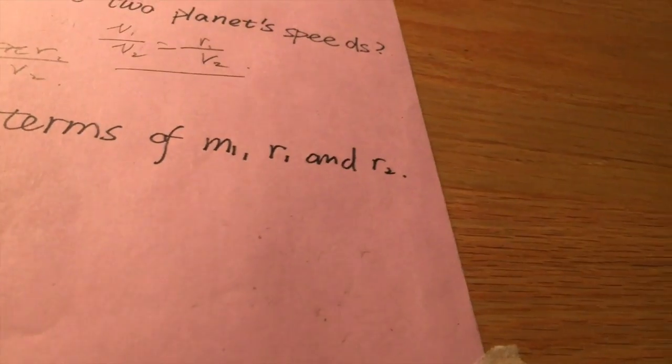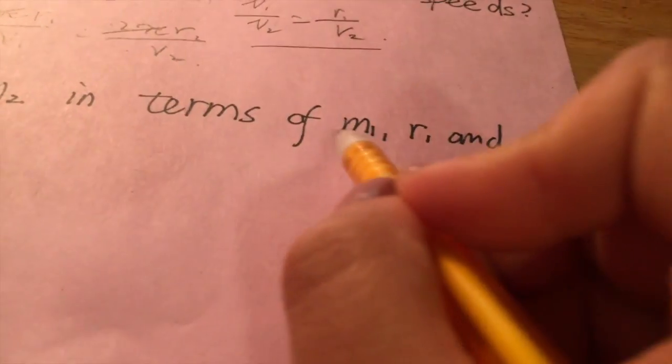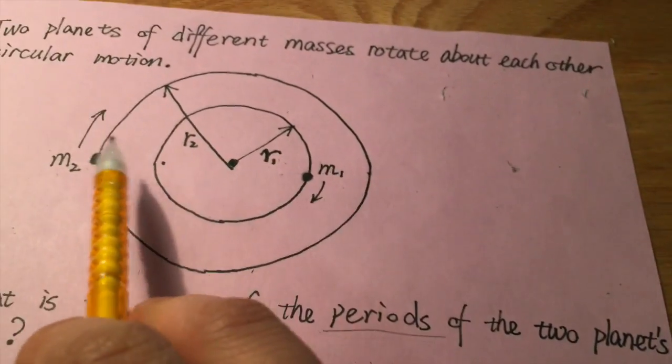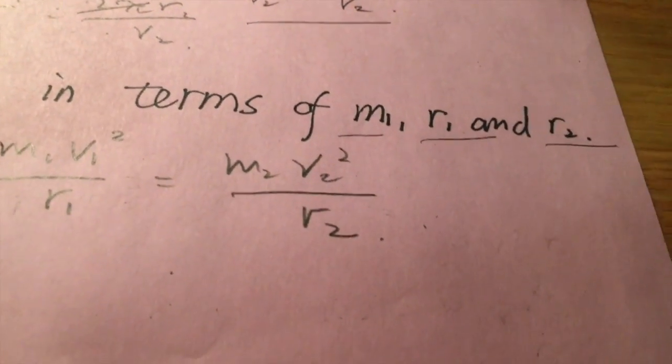For question C, it asks us to calculate m2 in terms of m1, r1, and r2. So again, we can go back to the centripetal force, and we know that the centripetal force between the two objects is equal, so we can say m1 v1 squared over r1 equals m2 v2 squared over r2, and from there we can say m2 equals m1 v1 squared over r1 times r2 over v2 squared.